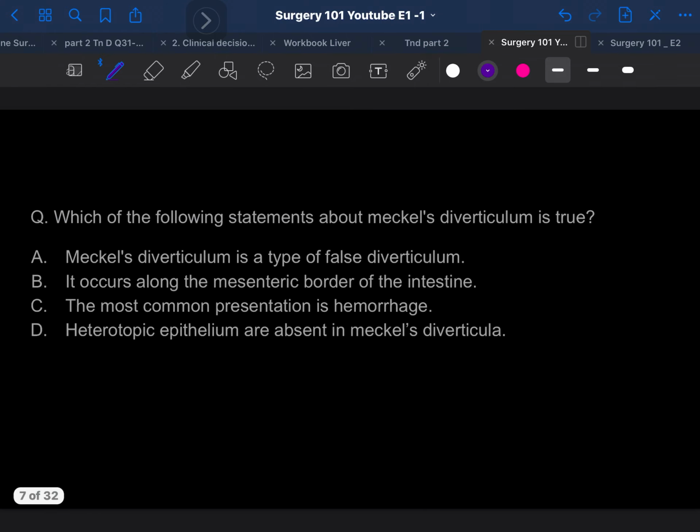Now moving on to the next question, guys. Which of the following statements about Meckel's diverticulum is true? Meckel's diverticulum is a type of false diverticulum. Well, no, it is a false statement. It occurs along the mesenteric border. Again, it is a false statement. The most common presentation is hemorrhage. Yes, that is a true statement. And heterotopic epithelium is absent in Meckel's diverticulum. Again, it is a false statement. So it was a pretty simple question. Nothing great about it. Now, let us talk about Meckel's diverticulum in detail.